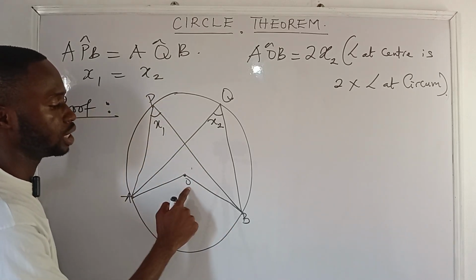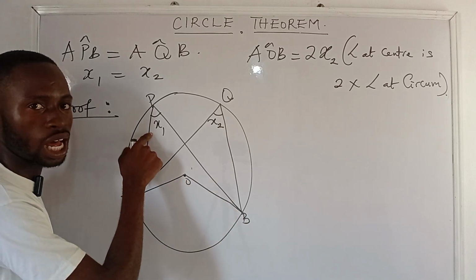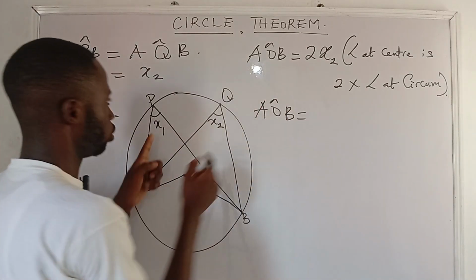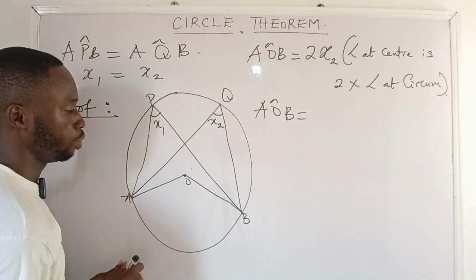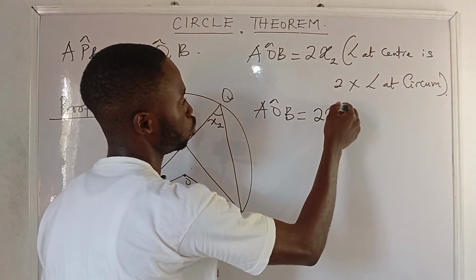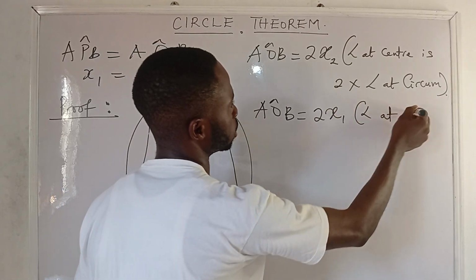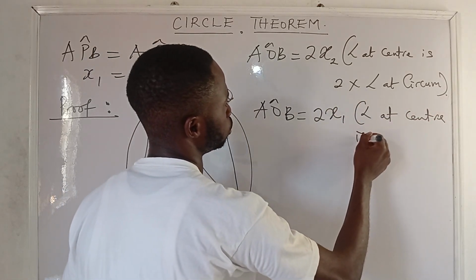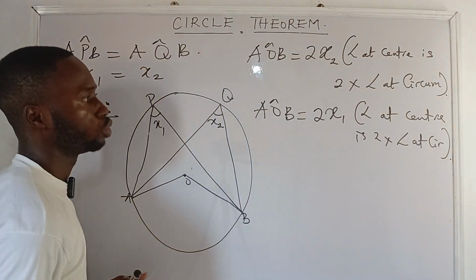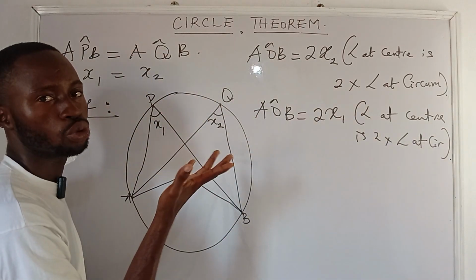Now, in order to calculate the center for this particular angle, let's use the same trick again. So AOB for angle x1 here, that will be what? Angle at the center is 2 times the one at the circumference. That is 2x1. Same statement: angle at center is 2 times angle at circumference.